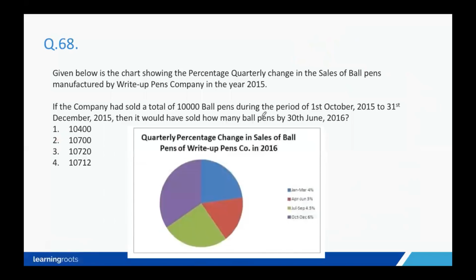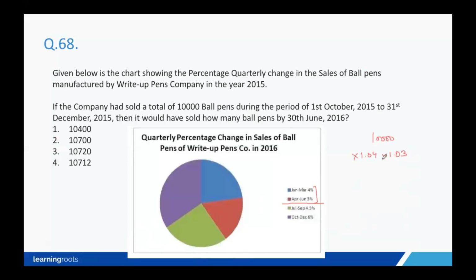Okay, what about this case? Company had sold a total of 10,000 ball pens during the period from 2015 to 31st December 2015. So how many will they sell by April, by June? So these two are what we will consider. So 10,000 is the initial part, and in Jan to March it increases by 4%. In April to June it increases by 3%. Right? So do this calculation, you can arrive at the answer.